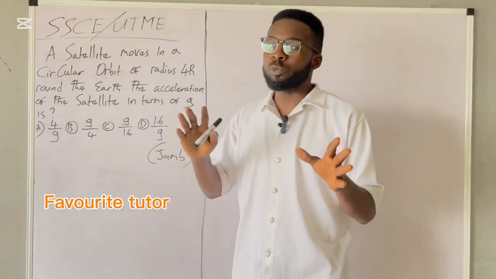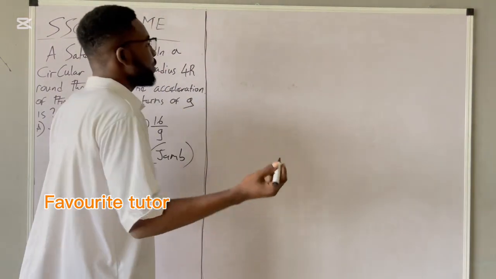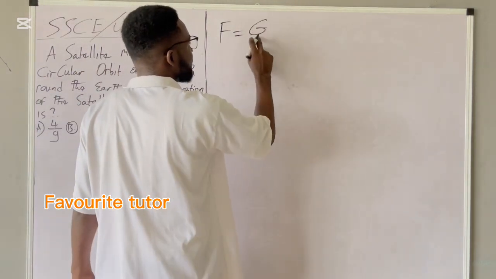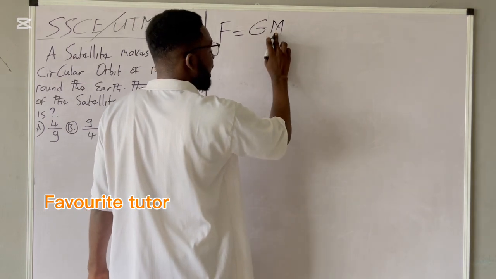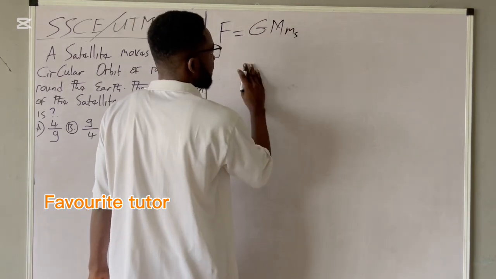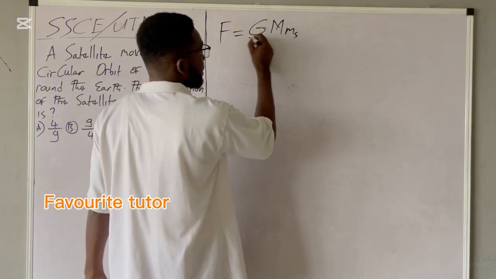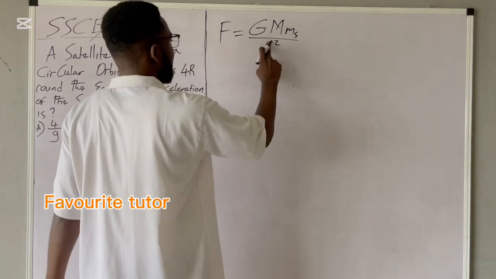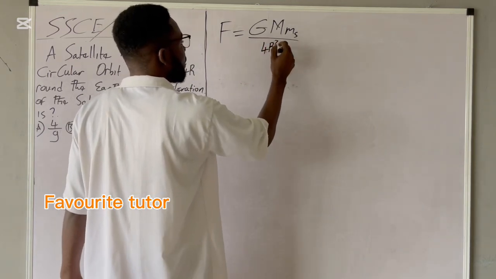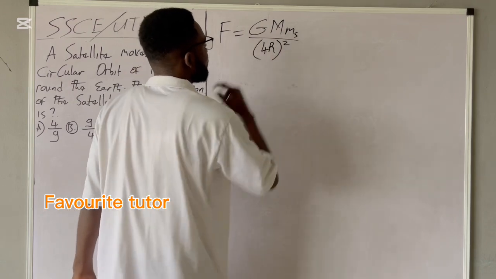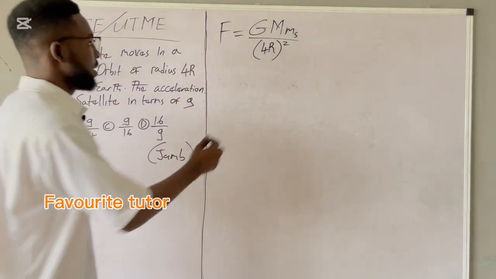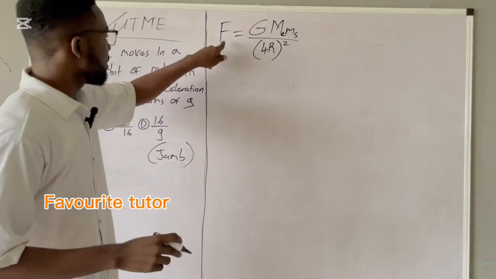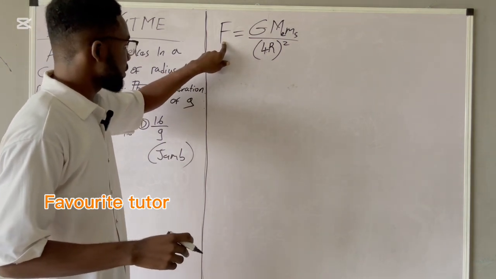Okay, we are going to do a little bit of comparison. All right. We know that from Newton's law of universal gravitation, the force is equal to the gravitational constant G, mass of the Earth, mass of the satellite, over the distance between both bodies squared. The distance is what? 4r. So therefore, raised to the power of 2. This is the mass of the Earth, let's put subscript E. Now this is the universal gravitational force.